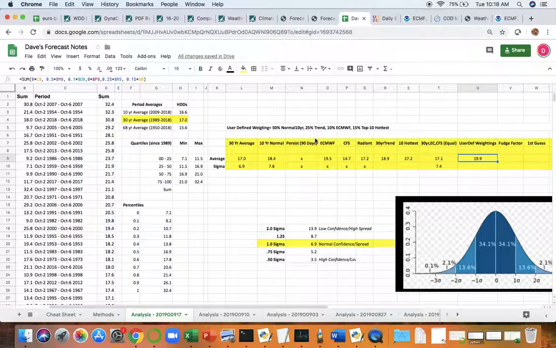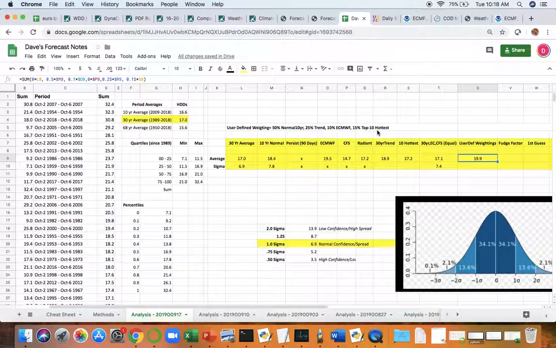That's a function of all these different inputs. It's up here: 50% on the 10-year normal, 25% on my trend input, 10% on the ECMWF, and 15% on the 10 hottest. Just a little bit of information on that.